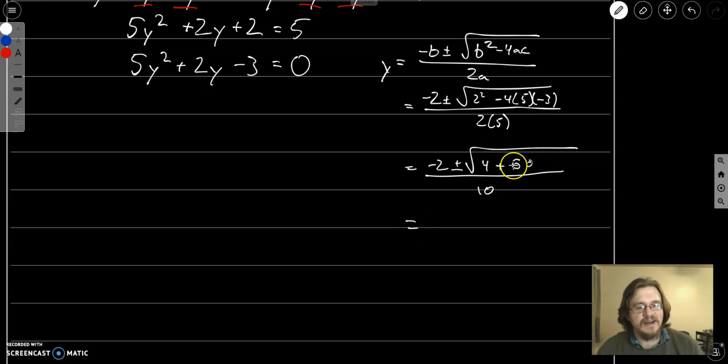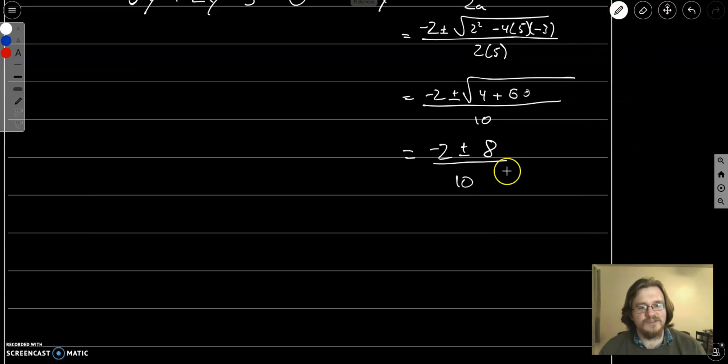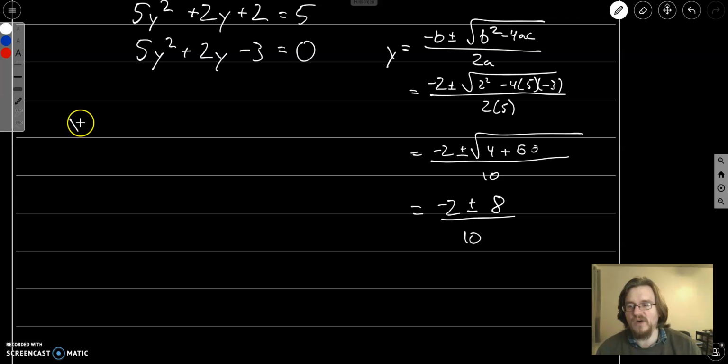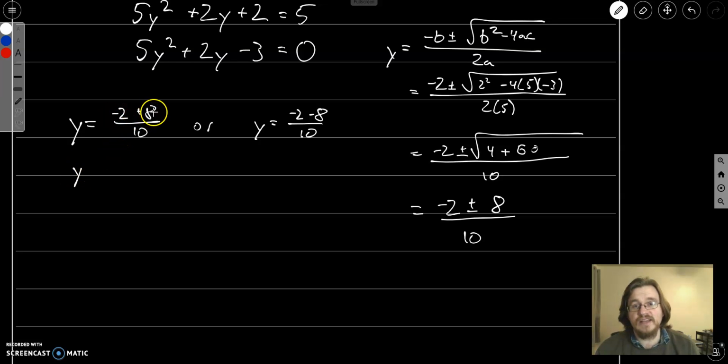4 and 60, that's 64. And the square root of 64 is 8. So then lastly, if I take negative 2 plus 8 over 10 and negative 2 minus 8 over 10. So one solution is going to be negative 2 plus 8 over 10, and the other solution is going to be negative 2 minus 8 over 10. Both of these simplify. Negative 2 plus 8, that is positive 6.